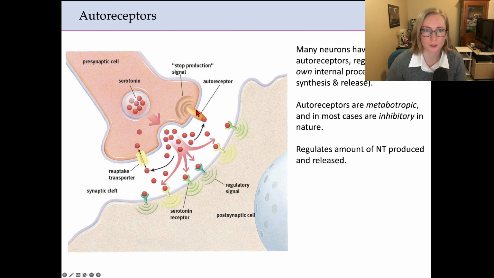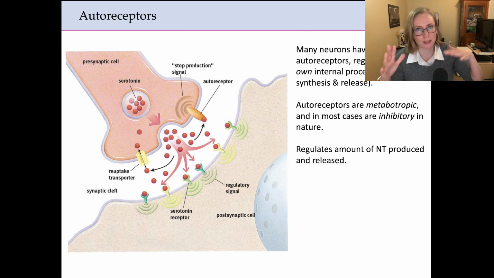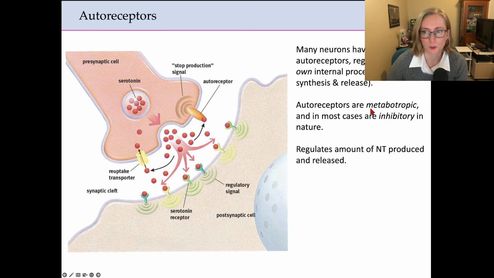Generally, if an autoreceptor is stimulated, so something binds to it, it's typically a signal of, hey, slow it down, right? So if you stimulate an autoreceptor, it's going to impair serotonin release. So you can think of the stimulation of autoreceptors being antagonists to the neurotransmitter that it's regulating. It's just a more nuanced way of regulating your neurotransmitter. Autoreceptors are generally metabotropic, and like I said, in most cases, they're going to be inhibitory in nature.